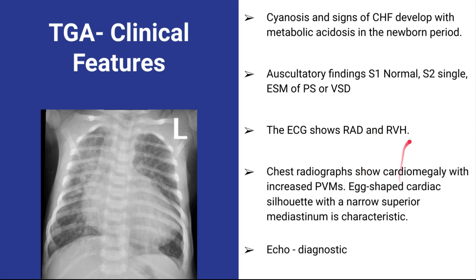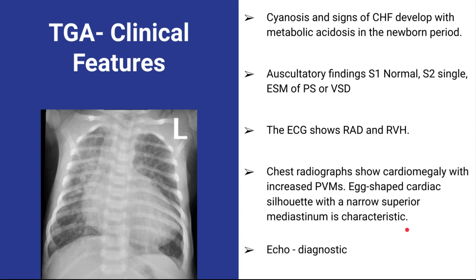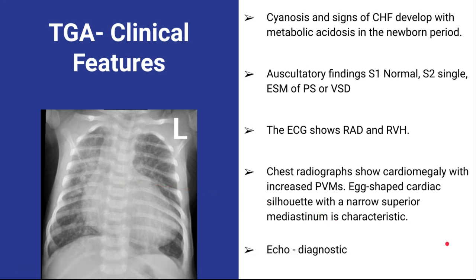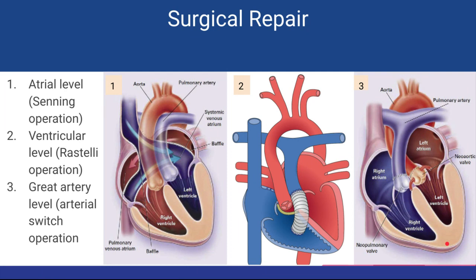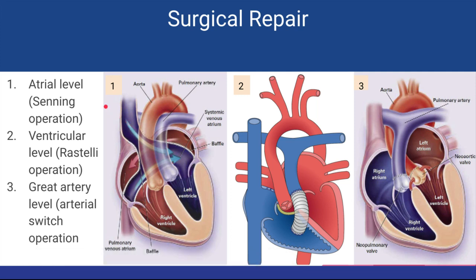Then chest radiograph will show cardiomegaly and increased pulmonary vascular markings, and heart will be acyanotic, and echo will be diagnostic. Surgical repair will include the mixing of blood at the level of atria, ventricle, or great artery.